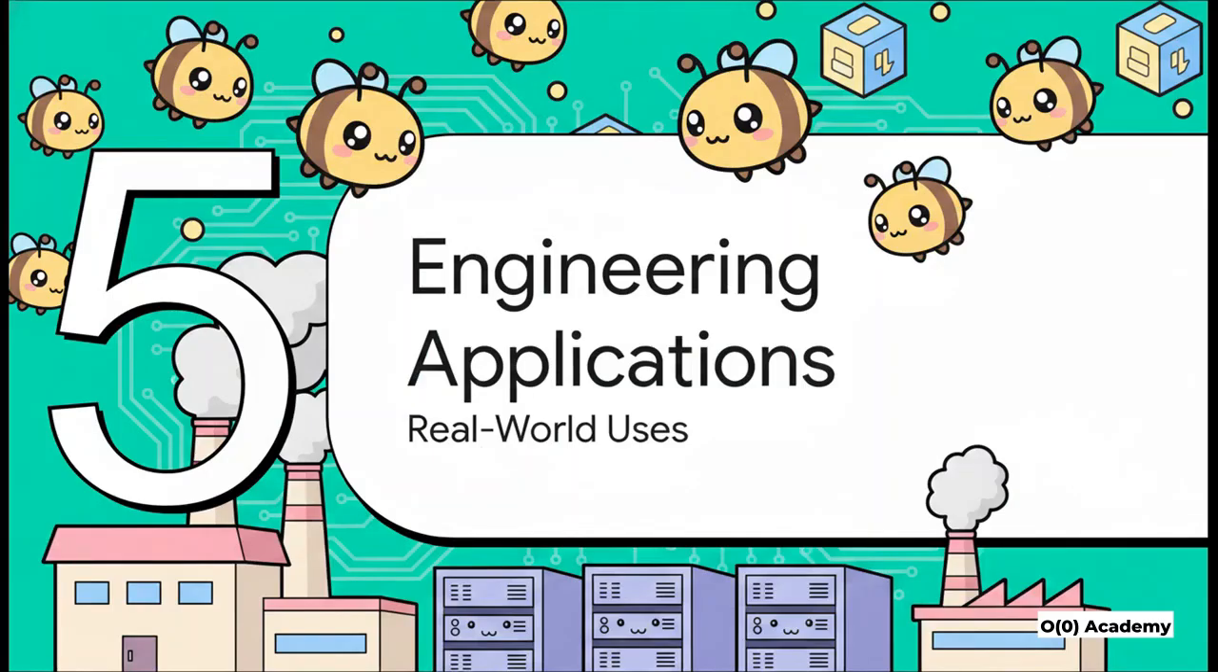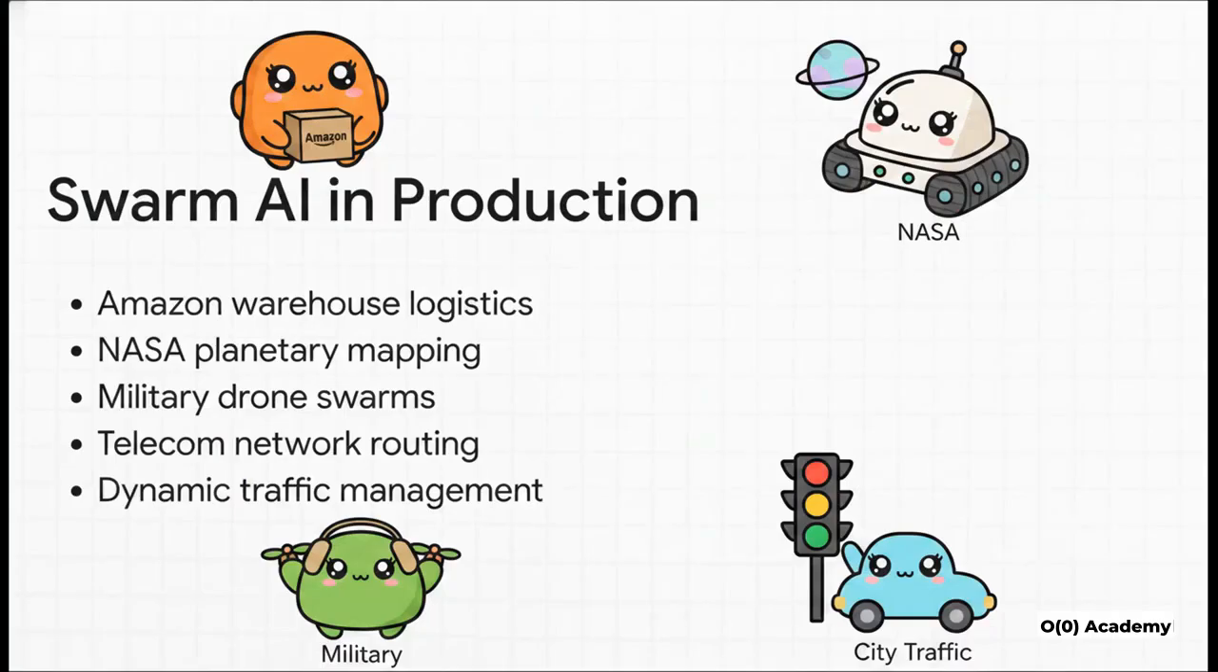Which brings us to our final section, real-world engineering applications. This isn't just theory, guys. Swarm algorithms are effortlessly solving complex scheduling and assignment problems at massive scale right now. Amazon uses swarm-inspired algorithms to coordinate thousands of warehouse robots simultaneously, each acting on local rules to route inventory and avoid collisions in real time.